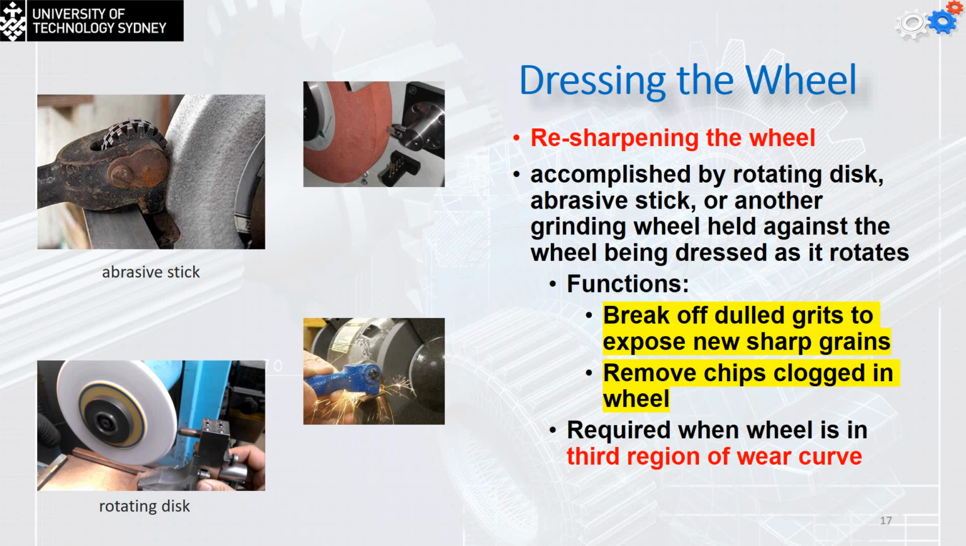And it's required when the wheel reaches the third region of the wheel curve. We saw that we have 3 regions. The third region means it's going to have a very fine surface while doing the grinding operation. So you have to dress it to have a fresh new surface to do the cut once again.